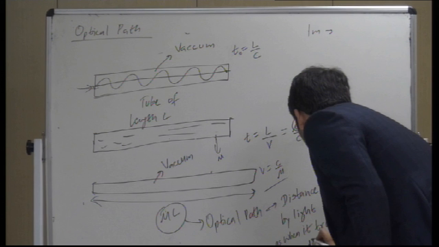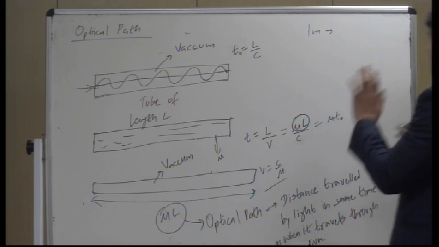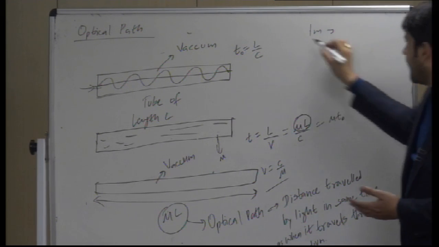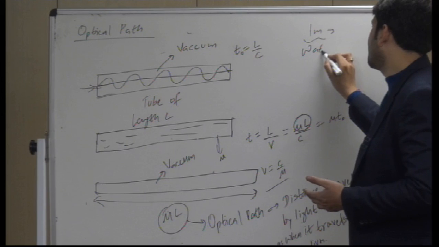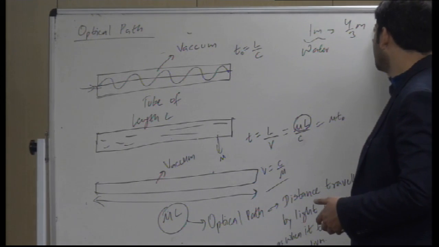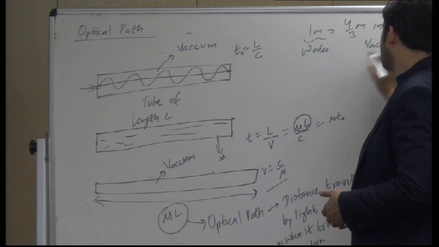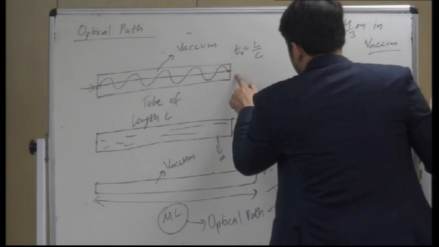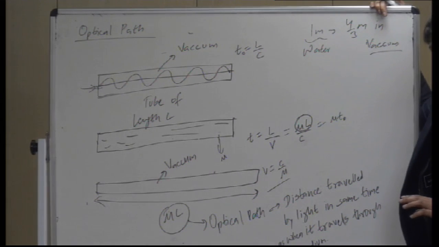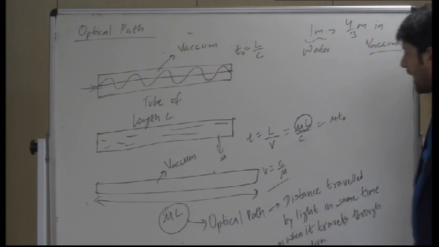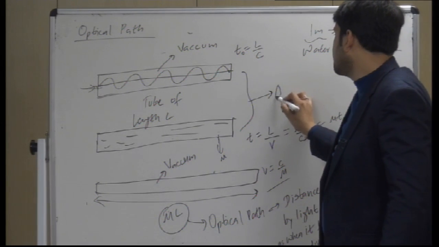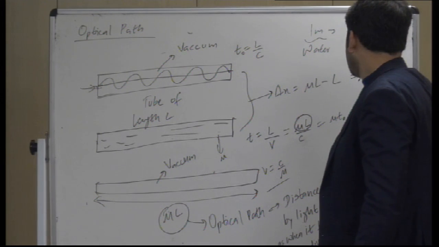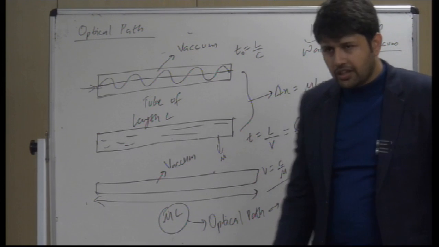Okay, don't go after the definition, just simply in numerical terms understand this. If light is traveling 1 meter in water, it would have traveled 4 by 3 meters in vacuum straight away. Just multiply the refractive index, your job is done. Is it okay? So now these two paths are not same for light. This second path is longer, and if I consider the path difference, it would be mu l minus l, or mu minus 1 l. This is the path difference.